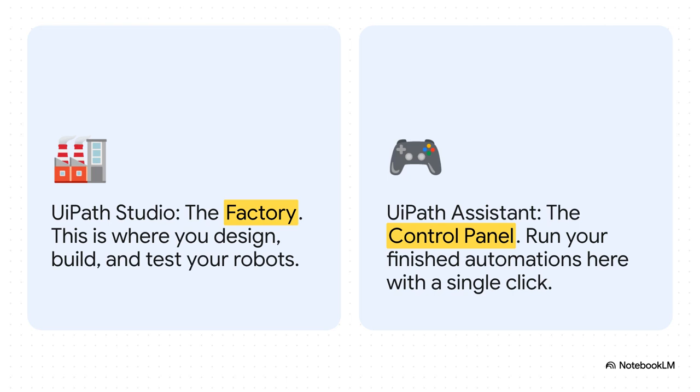Okay, this is a really important distinction to get. There are 2 main parts to this whole thing. You've got UiPath Studio. Think of that as your workshop or the factory. It's where you design, build, and test your robots. But then, once it's done, you don't run it from the factory. You use the UiPath Assistant. That's like your control panel. It's where all your finished automations live, ready to go with just a single click.